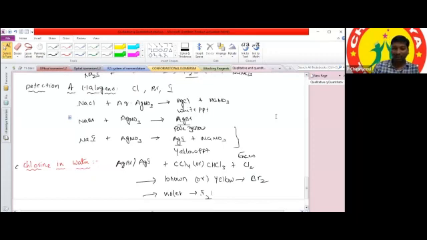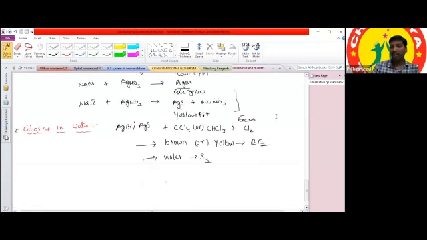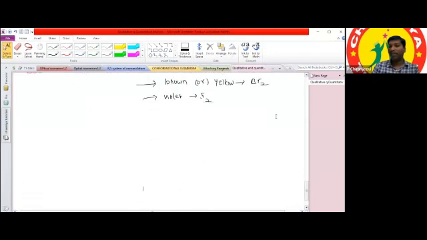Anyway, last one. We completed sulfur, we identified nitrogen, and halogens also. Next, what is the last element we had to detect here? The last element is phosphorus. Detection of phosphorus. How are you going to identify the phosphorus?